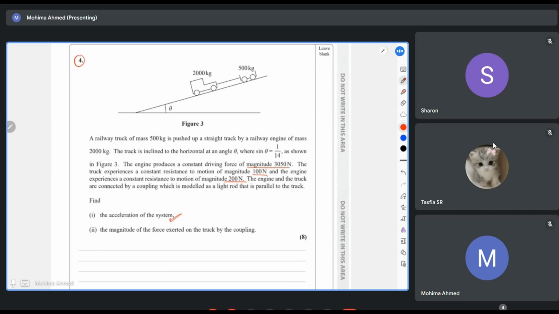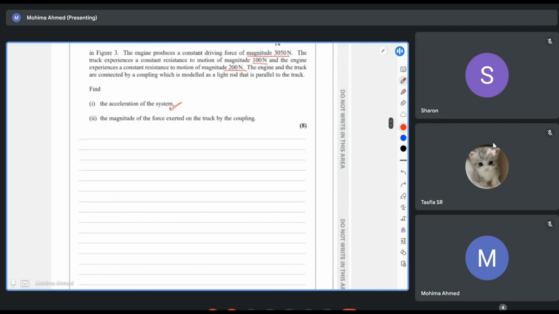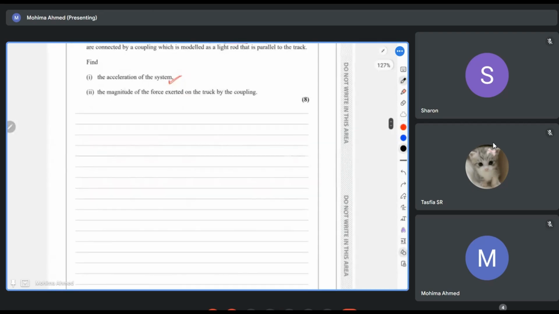Whenever they want to find out the acceleration for a system, you can consider this entire part as a whole. You do not need to think of these two objects separately, like truck and engine. You can consider this entire thing as just one object, a particle over here. The particle would have a mass of 2500 kg, right? 2000 plus 500, so 2500 kg. So we'll draw a very easy diagram over here. As I always suggest, draw a diagram for this kind of cases.